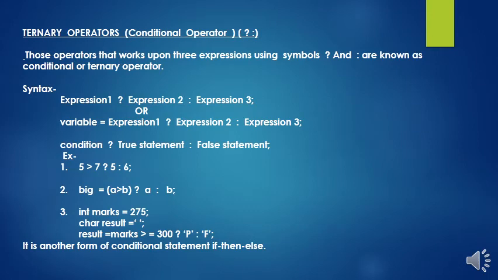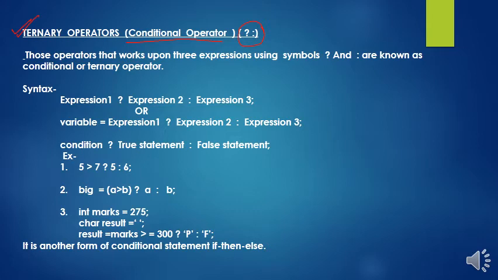So children, the next type of operator is the ternary operator. A very important operator. So the ternary operator is also known as the conditional operator in Java. It is represented by the question mark and colon. So question mark colon is known as the ternary operator in Java.